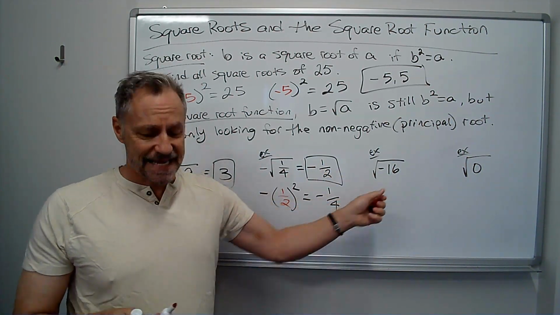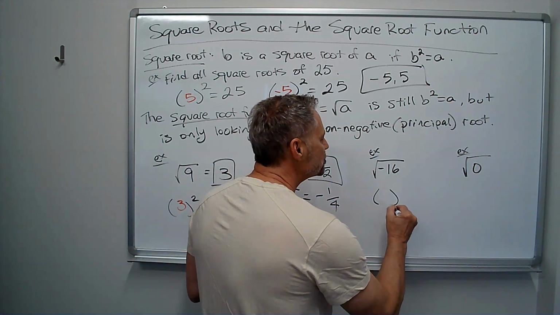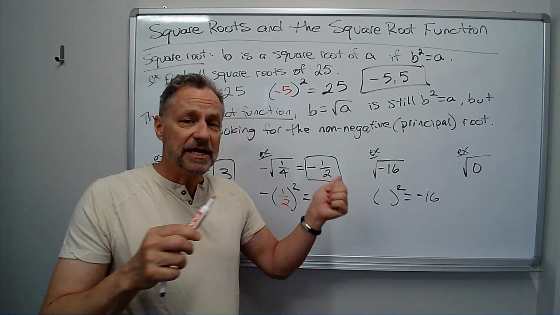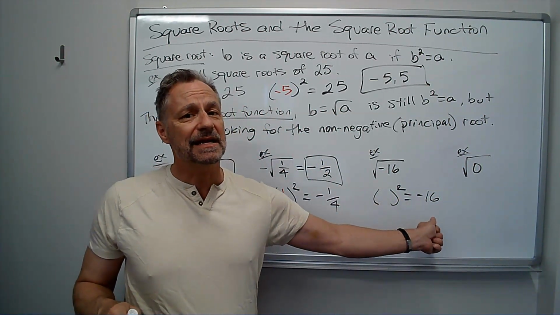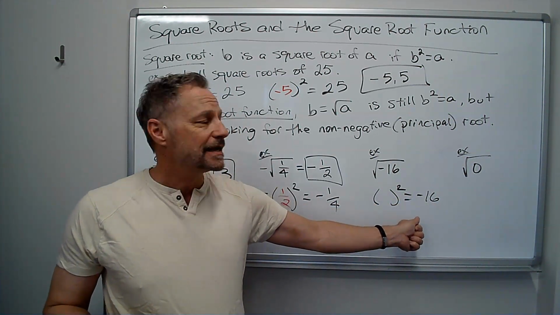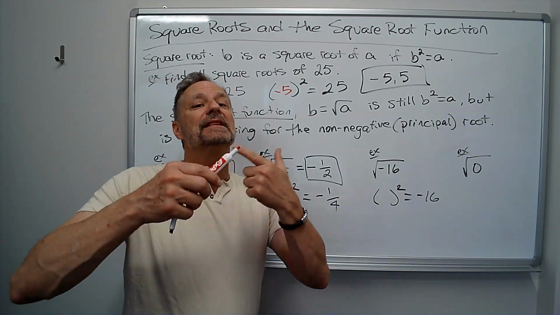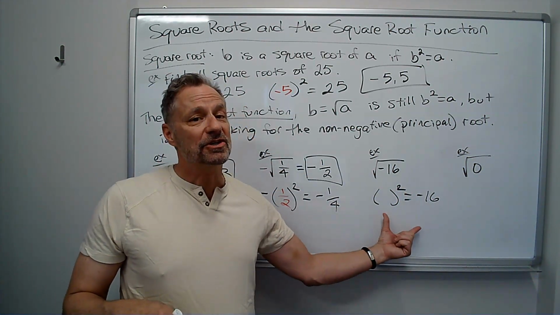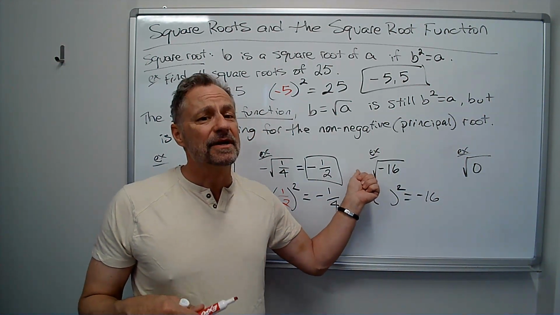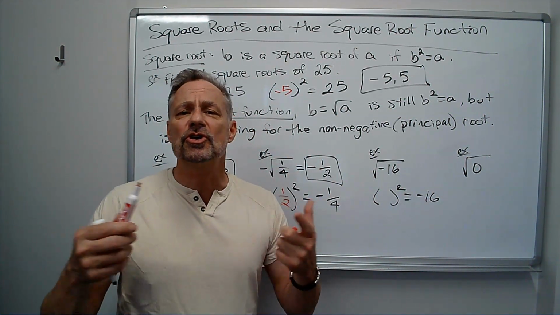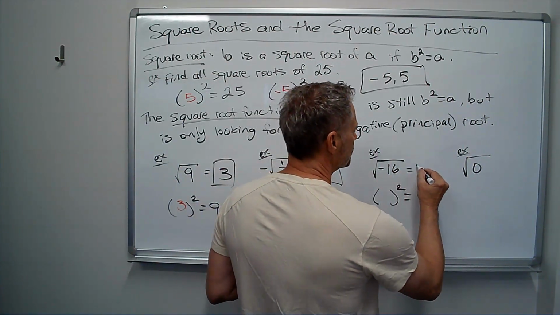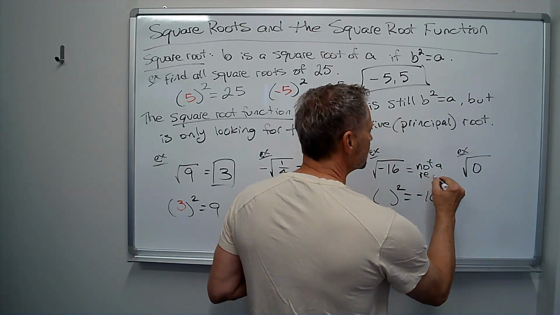A negative on the inside, remember, I'm looking for a number squared that equals negative 16. The problem is, for any real number, if I plug in negative 4 there, I get positive 16. If I plug in positive 4, I get positive 16. In fact, we're going to see later down the road, this is called a complex number. Right here, we're not looking for complex numbers. We're not going to say there's no solution or it can't be simplified, we're just going to say not a real number.